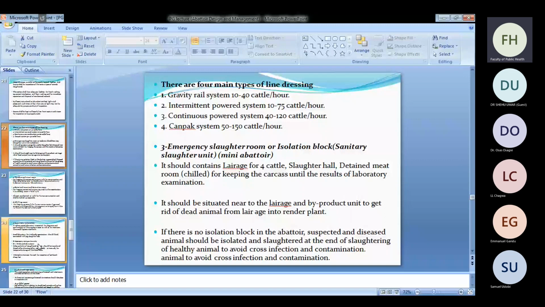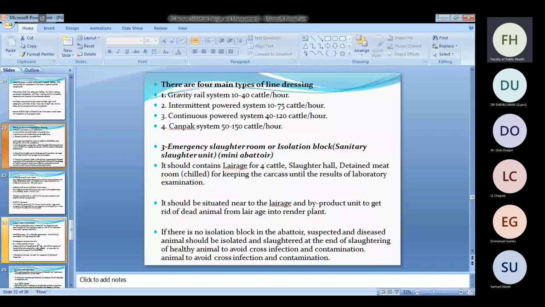If there is no isolation block in an abattoir, suspected or diseased animals are to be isolated and slaughtered at the end of slaughtering of healthy animals, to avoid cross-infection and contamination. Animals that are not healthy can cause contamination between the healthy ones and the unhealthy ones. So we're not saying that in a place where there is no isolation block, apparently healthy animals should be slaughtered first before those that are not looking good enough.